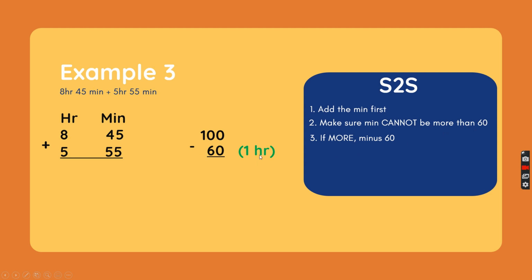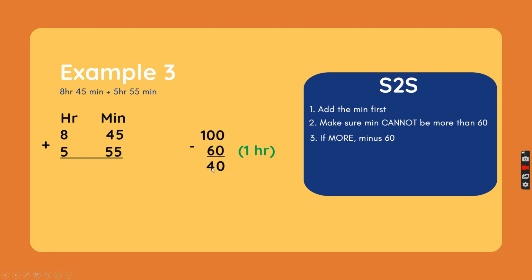So we know that 60 minutes equal to 1 hour. Now you have to write down the 1 hour over here next to 60, so that you don't forget to bring it up here later on. So if you minus it with 60, you need to write this 1 hour. Then you just minus it like you normally do.